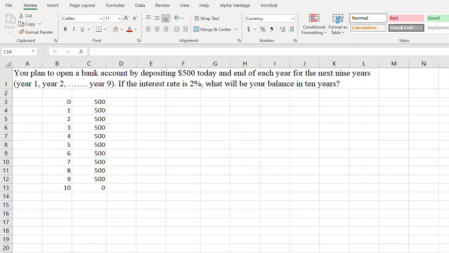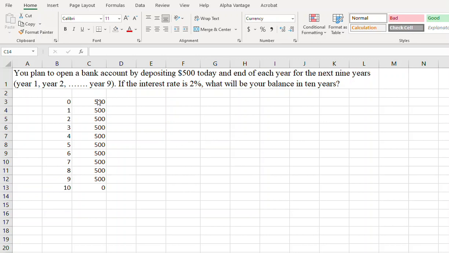Okay, quiz 1, question 1. You plan to open a bank account by depositing $500 a day at the end of each year for the next 9 years. So you have an annuity, but it's described as being an annuity due because the payment's becoming at the beginning of the year, right? So we deposit it today, and at the end of the year is also the beginning of the next year. So that's the big thing here, is you're describing an annuity due even though it's at the end.